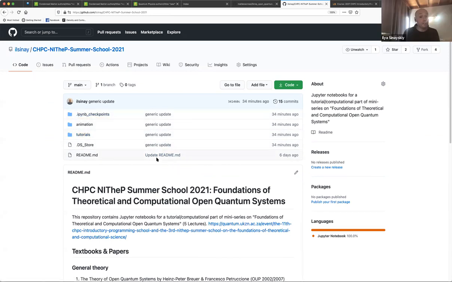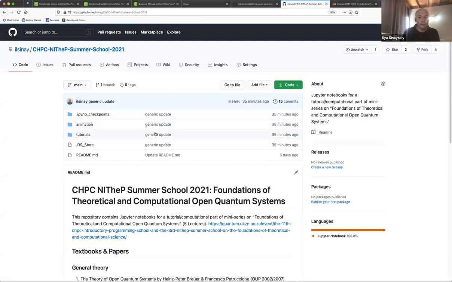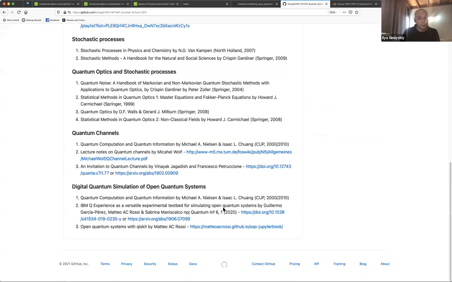I just want to tell you quickly that I reshuffled my GitHub a little bit, so I put all tutorials into the tutorial folder so that it's a little bit more organized. And today, after theory, I'm going to draw very heavily on the examples coming from this paper and this Qiskit GitHub repo.